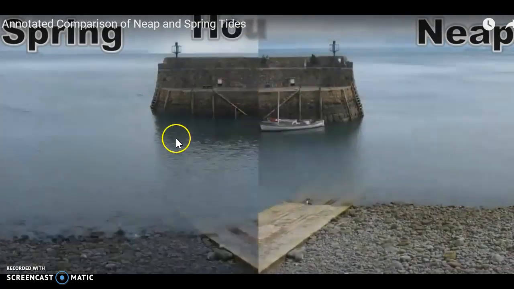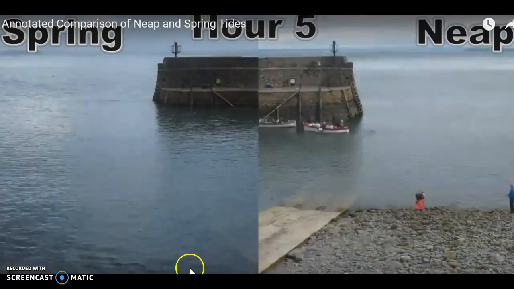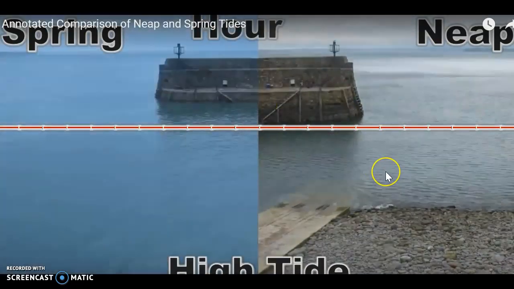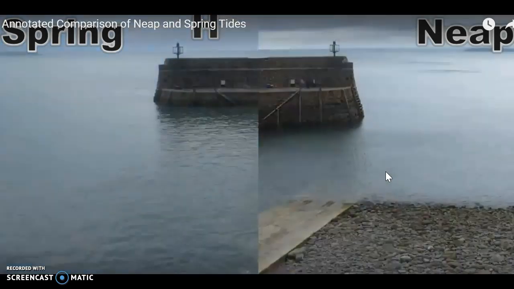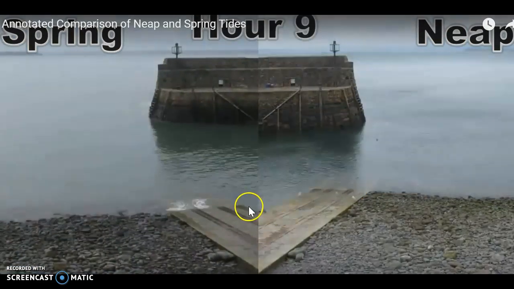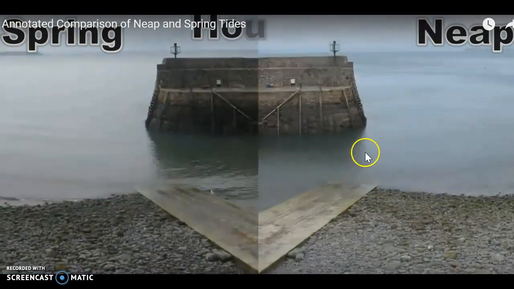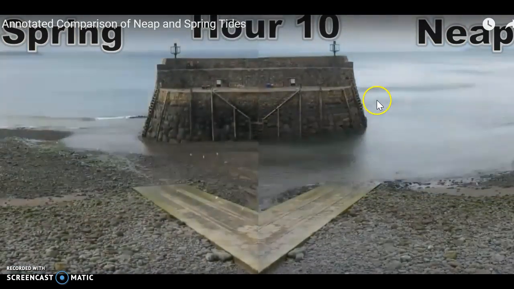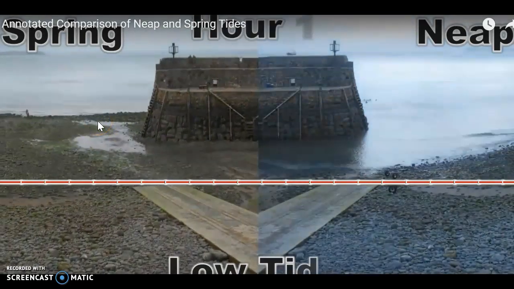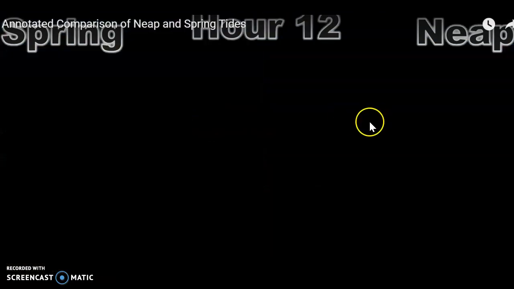However, on the spring side, you'll notice the high tide is much higher. It goes a lot higher, significantly higher. The neap tide is in high tide as well over here on the right, only it's not as extreme. Now we're going to go into low tide. Both of them are going out again. They're both going into low tide, but on the spring side, you'll notice the low tide is much lower than the neap side.